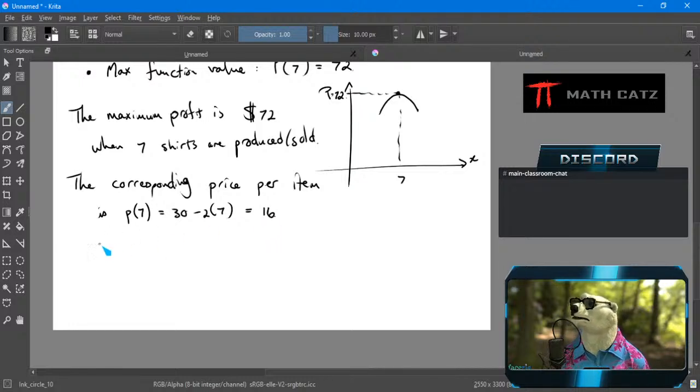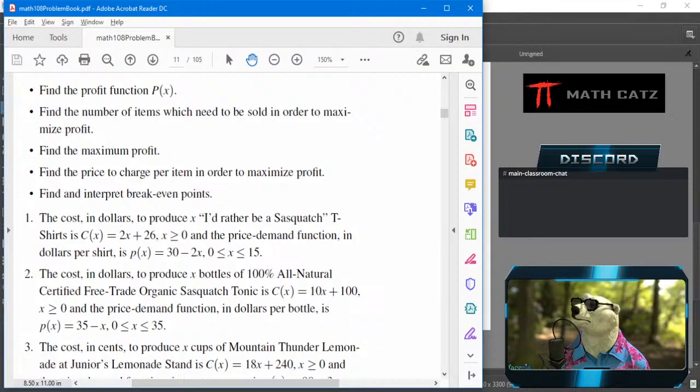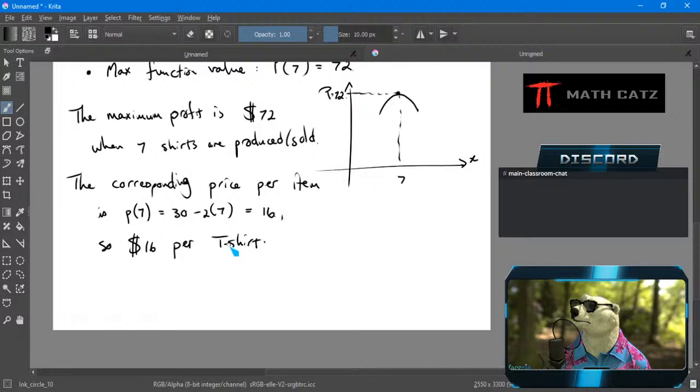So in other words, $16 per t-shirt, as they ask.